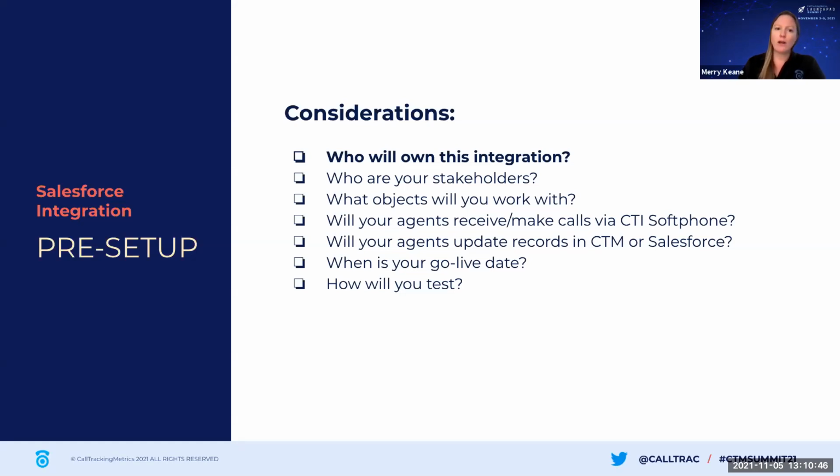Also think about what objects you'll work with. This is important because you need to know which types of records we should present to your agents. Also think about how they're going to make phone calls, because this will affect the creation of your records. Think about if your agents are going to update records within CTM or Salesforce. I think it's best to have your agents working in a single system and having a consistent workflow, because ultimately this is going to help you with troubleshooting.